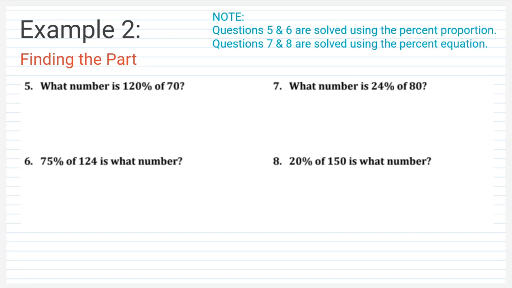In this video, we're going to continue talking about percent problems, and we're going to specifically look at problems that are asking us to find the part. I'm going to once again show you two different methods, using a percent proportion and also using a percent equation to solve this type of problem. So taking a look at our first example, what number is 120% of 70?